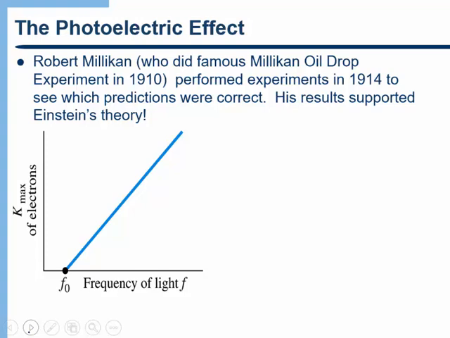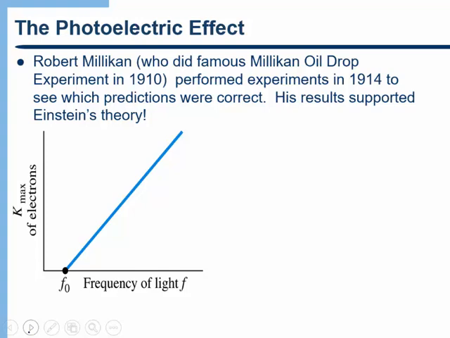Well, it turns out that it took a few years from when Einstein made his prediction until someone could really do a careful enough experiment to see this. And Robert Millikan, who you may have heard of in a chemistry class, he's the one who did the Millikan oil drop experiment that showed what the charge was on an electron. Anyway, he's the one who was able to perform this experiment. And what he found was that his experimental results agreed with Einstein's theory.